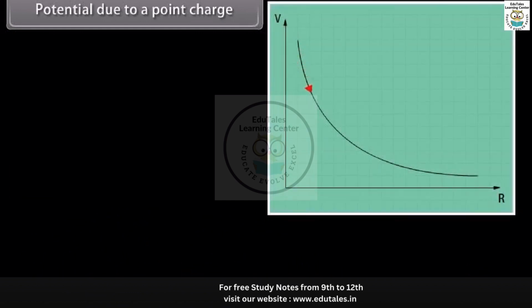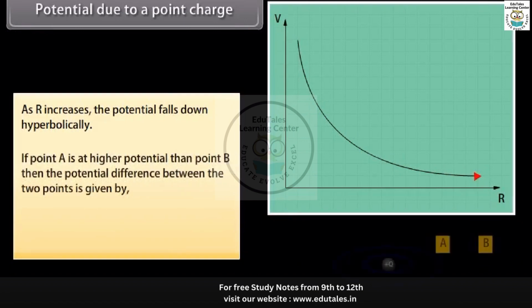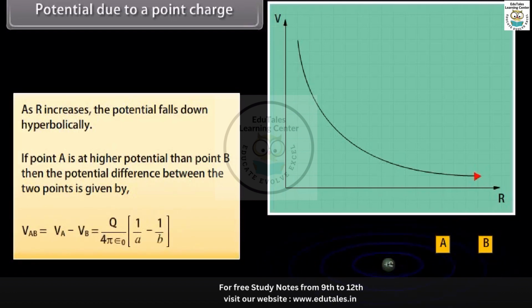We can show in the graph that, as r increases, the potential falls down hyperbolically. If point A is at higher potential than point B, then the potential difference between the 2 points is given by V_AB equals V_A minus V_B. Putting the values of V_A and V_B, we get V_AB is equal to Q by 4 pi epsilon naught multiplied by 1 upon a minus 1 upon b.